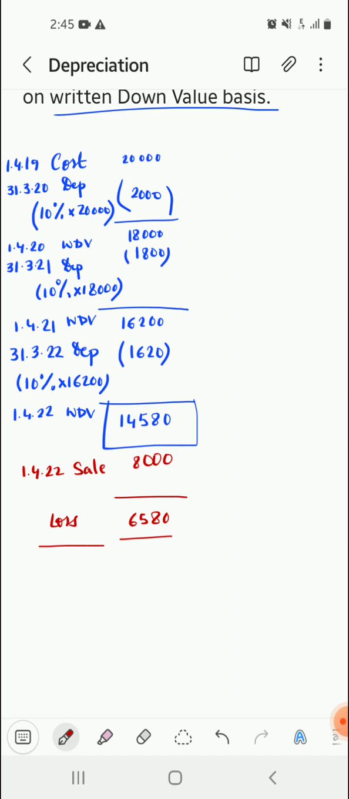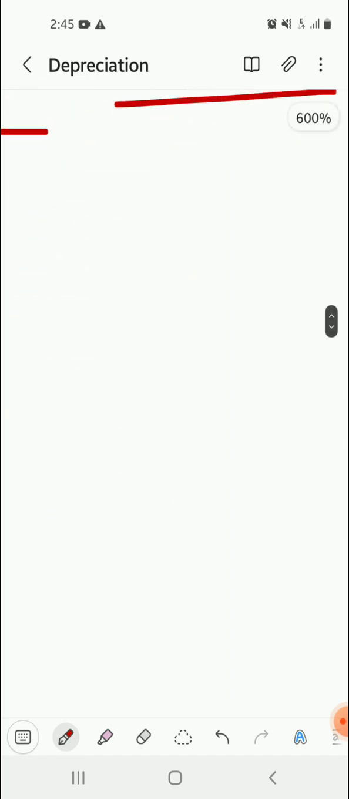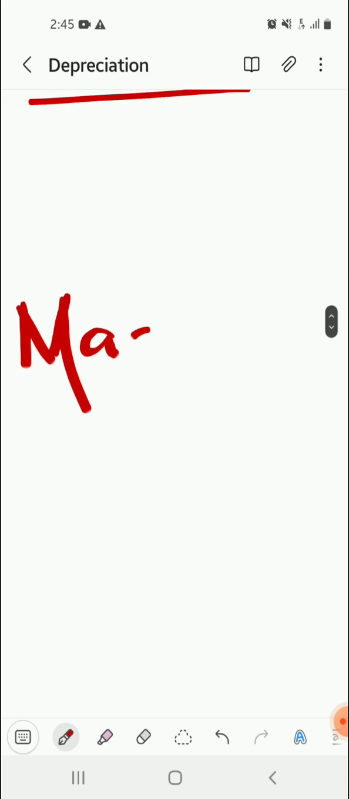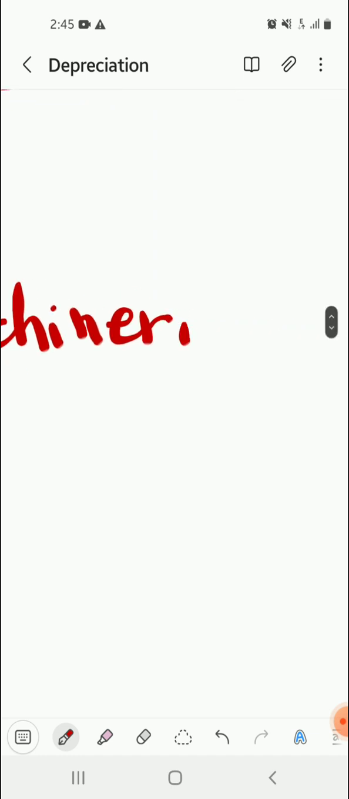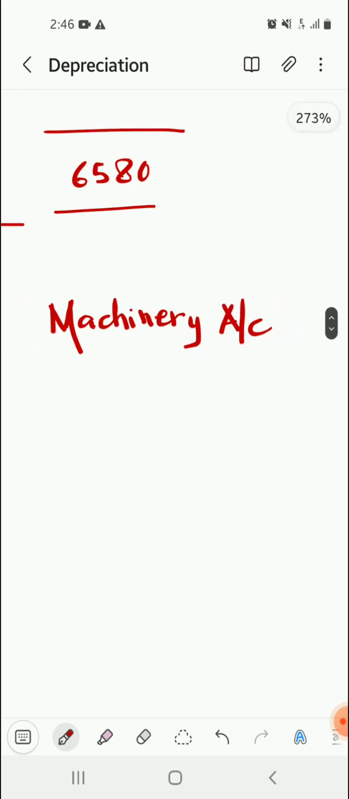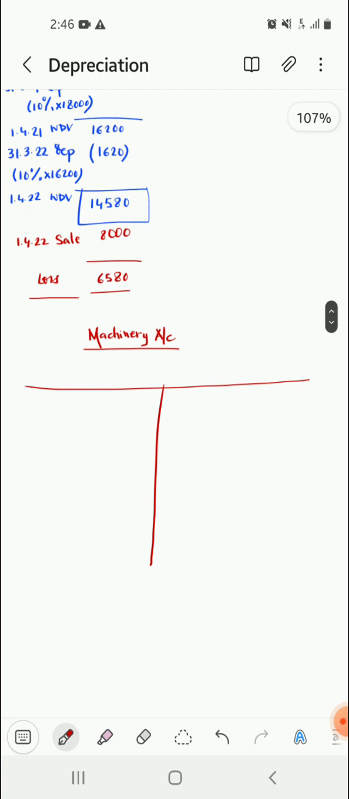Now we are going to straight away make the accounts. The first account that we are going to create is the machinery account. We are going to prepare two accounts, machinery and provision. Now first we are going to prepare the machinery account. As I told you earlier, in case you are making the provision account, we are not going to change the value of the asset every time. So therefore we are going to begin with the balance. We are making a T format.